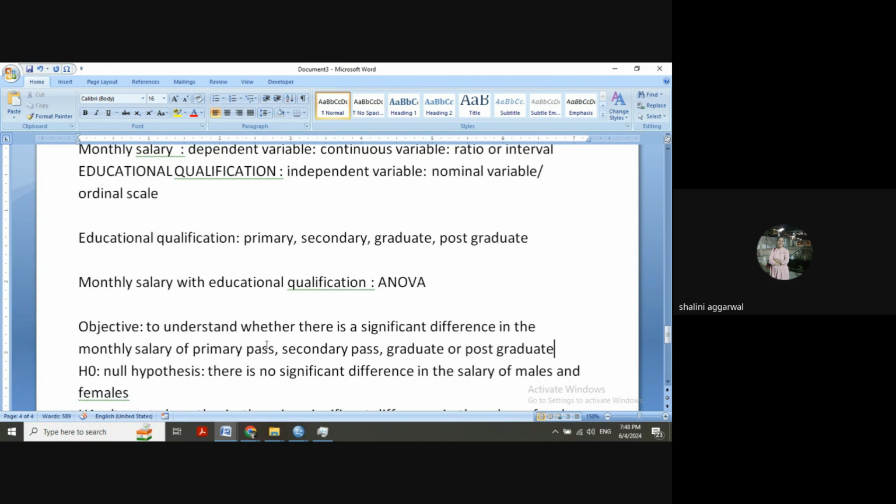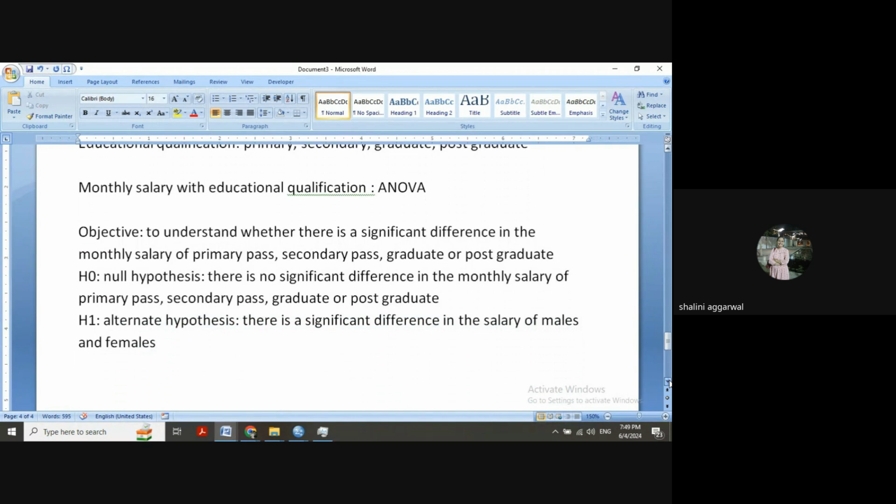Objective: to understand whether there is a significant difference in the monthly salary of primary pass person, secondary pass, graduate or postgraduate. So what is your null hypothesis? There is no significant difference in the monthly salary of primary pass, secondary pass, graduate और postgraduate. यहाँ पे hypothesis थोड़ा सा change हो जाएगा, है ना? And similarly in the monthly salary of this. I hope this is clear, है ना? So let's move with an example here.